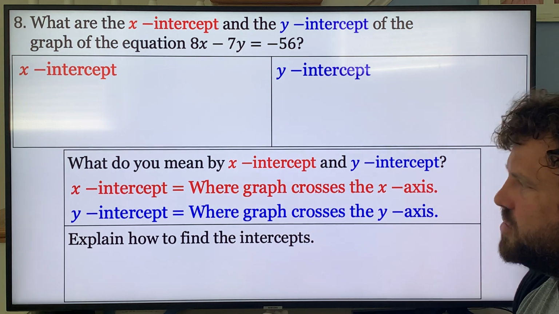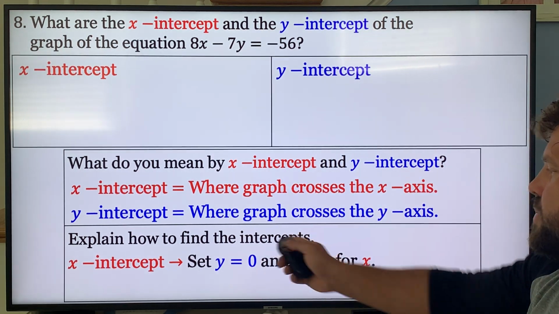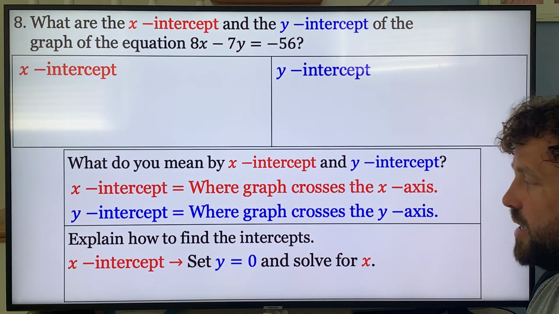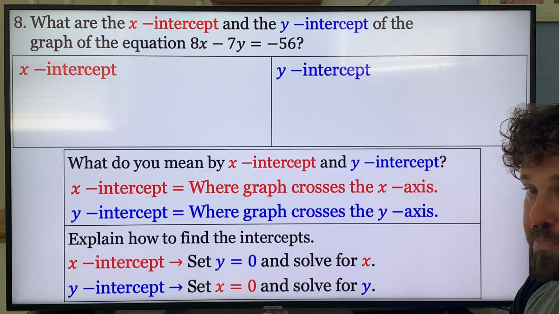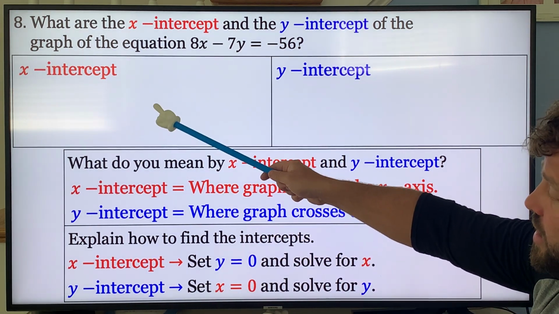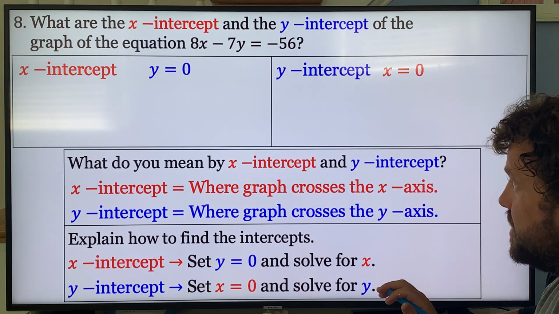I should have made it a different color so it matches my other color, but what are you going to do? How do you find the intercepts? Well, you set y equal to 0 and solve for x to find the x-intercept, and to find the y-intercept you set x equal to 0 and solve for y.